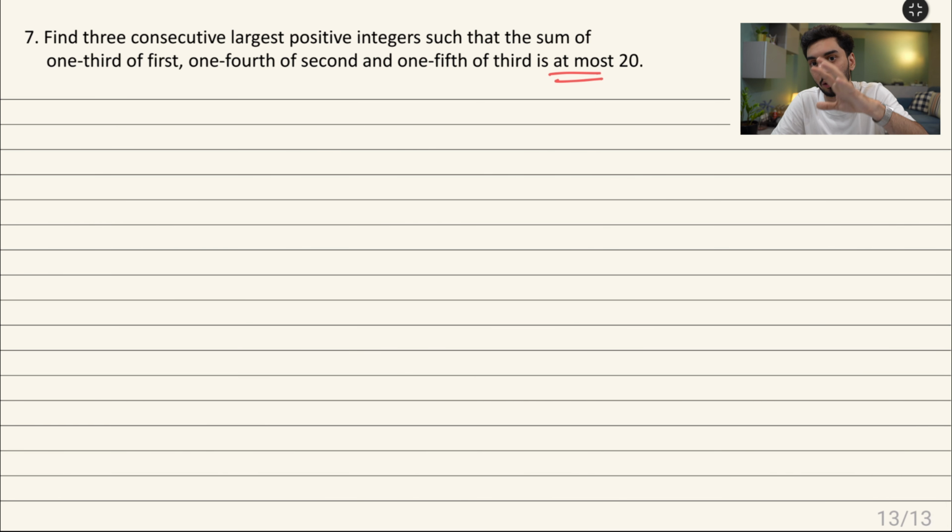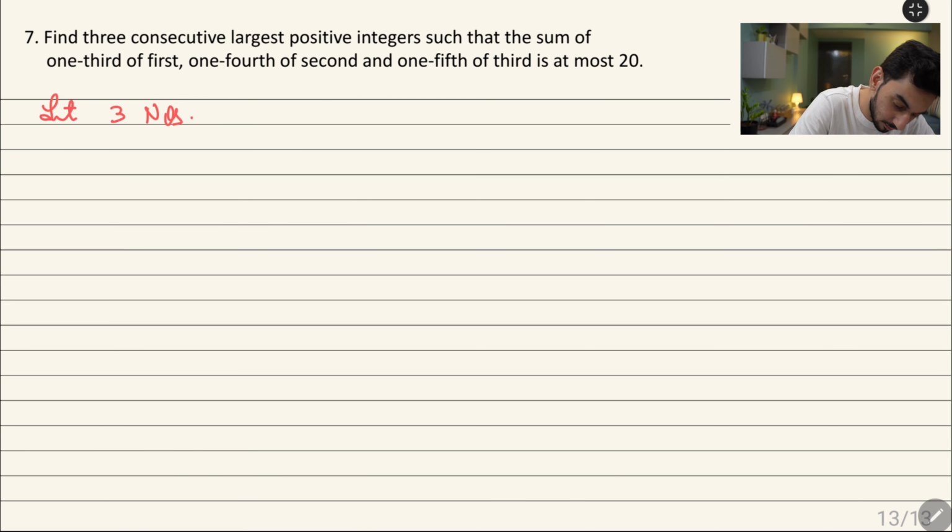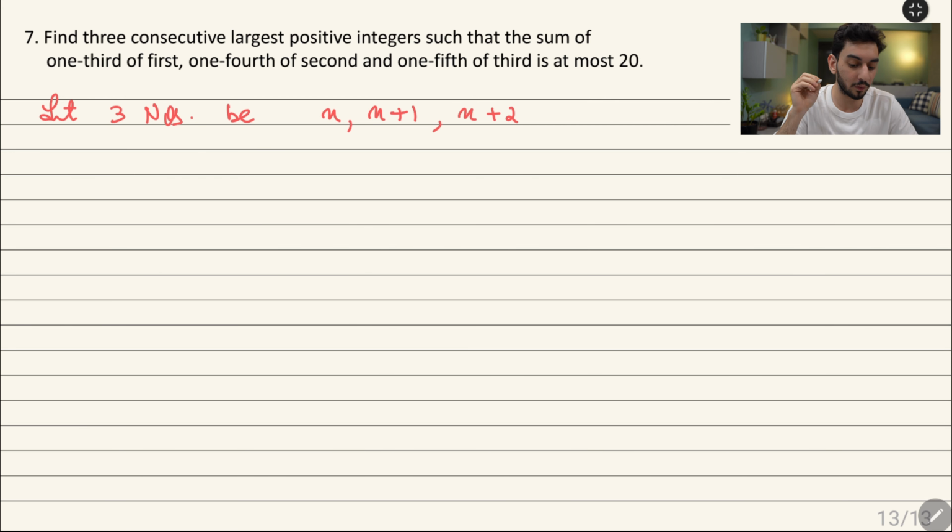Now the question says find three consecutive largest positive integers. So it's talking about three consecutive positive integers. I will say let the three integers be x. Since it is consecutive, the next one would be x plus 1 and the next one would be x plus 2. What does it say? Before that it says sum, so I need to add up. What do I need to add up? 1/3 of the first.